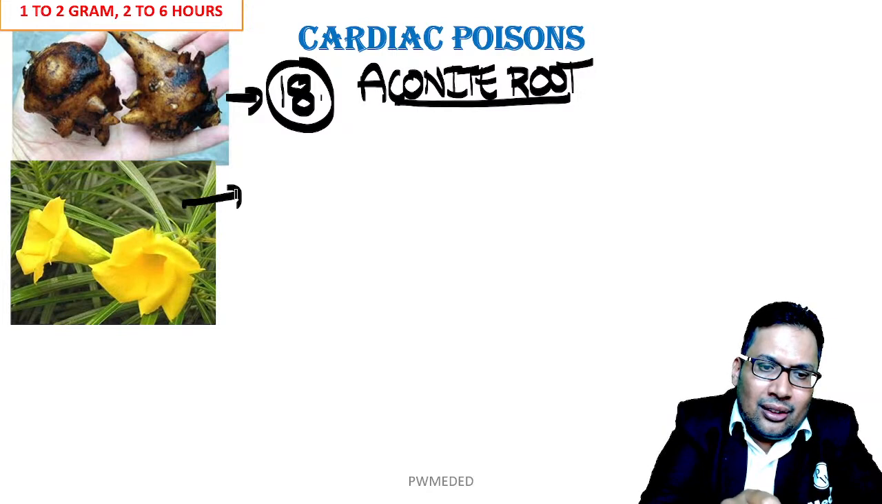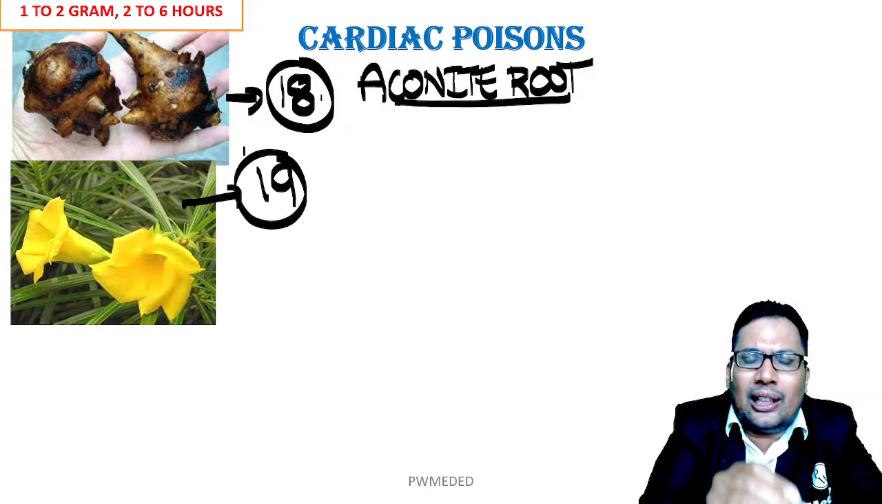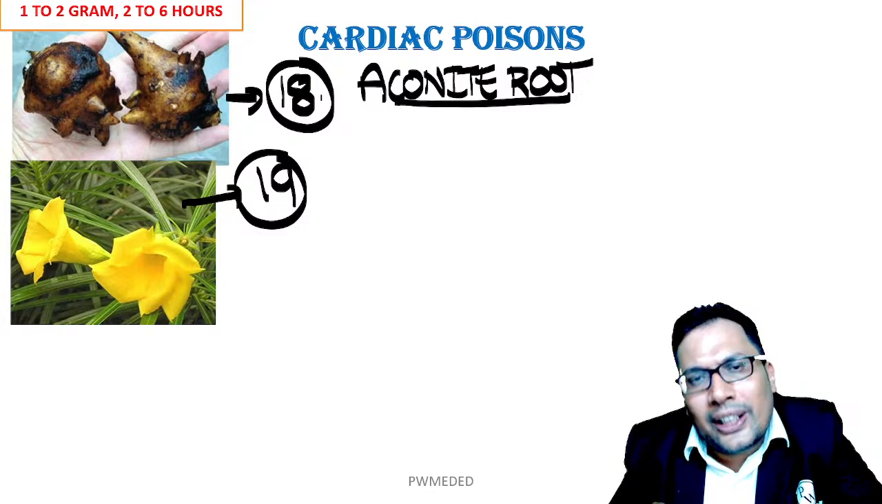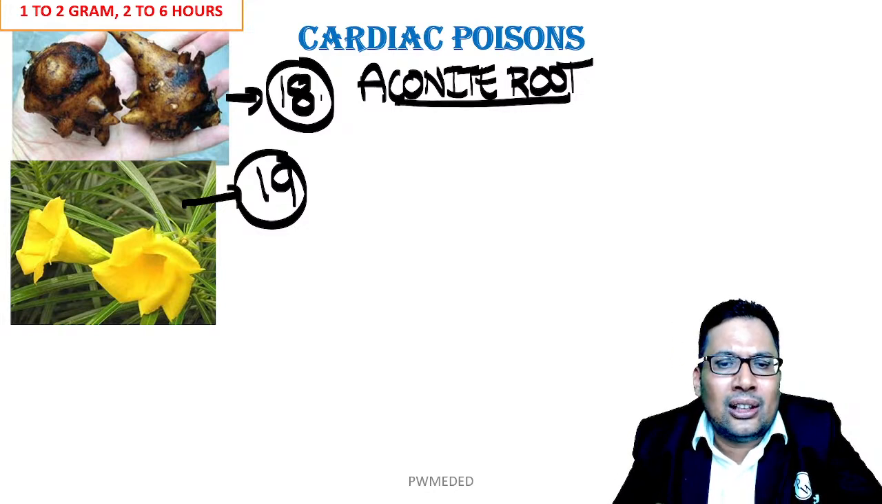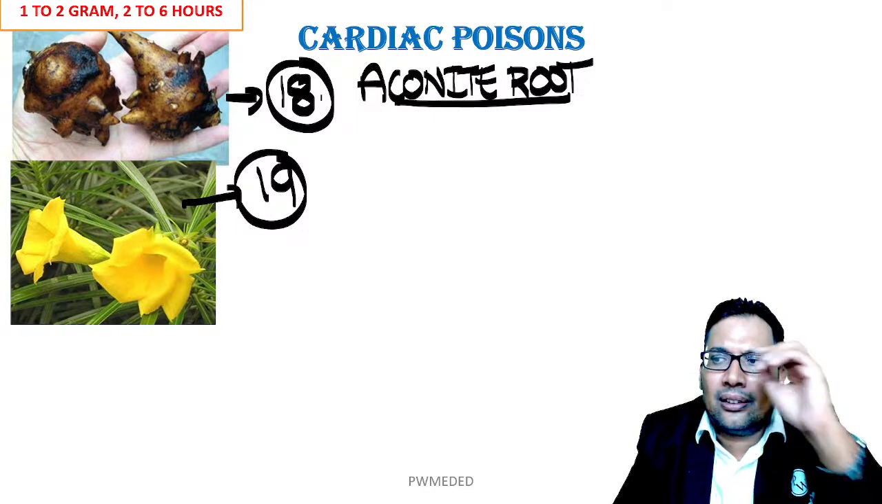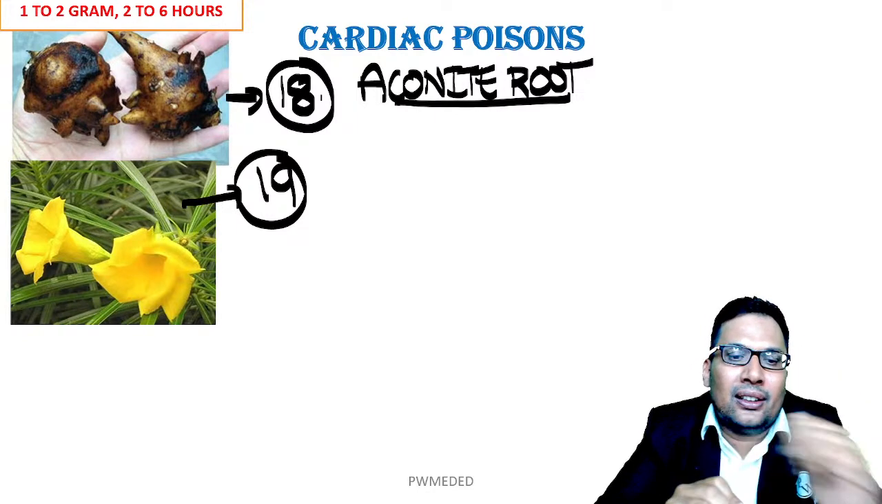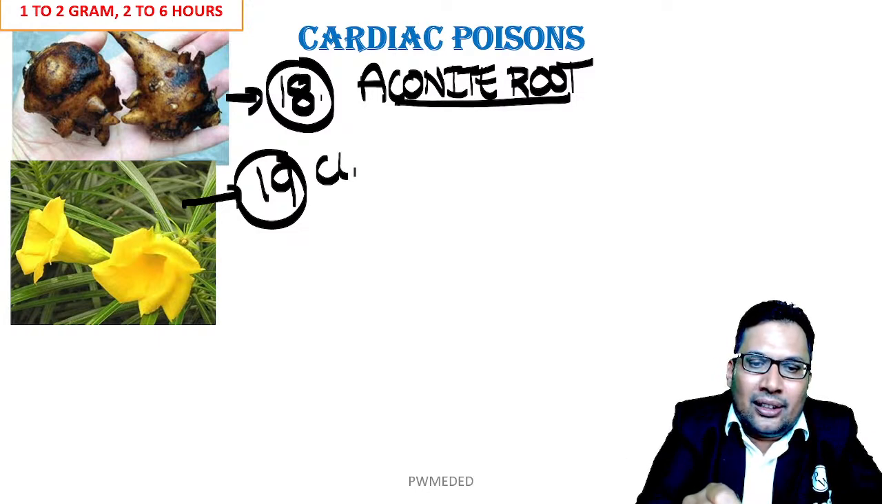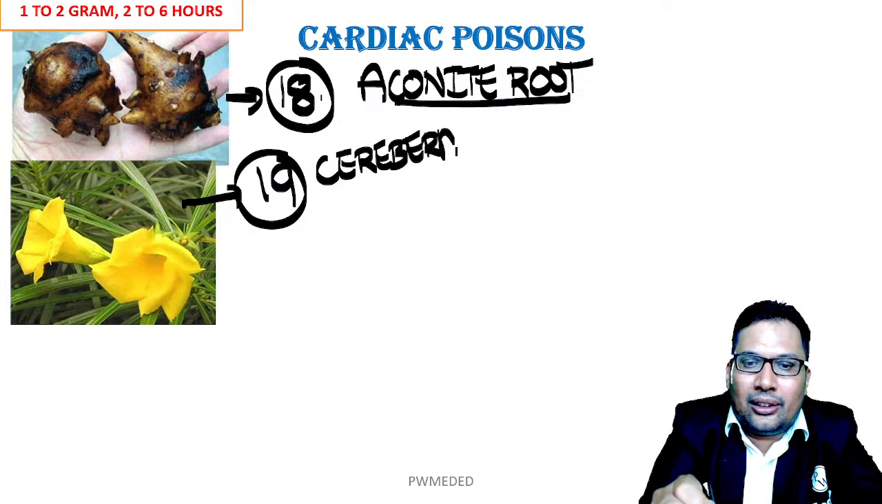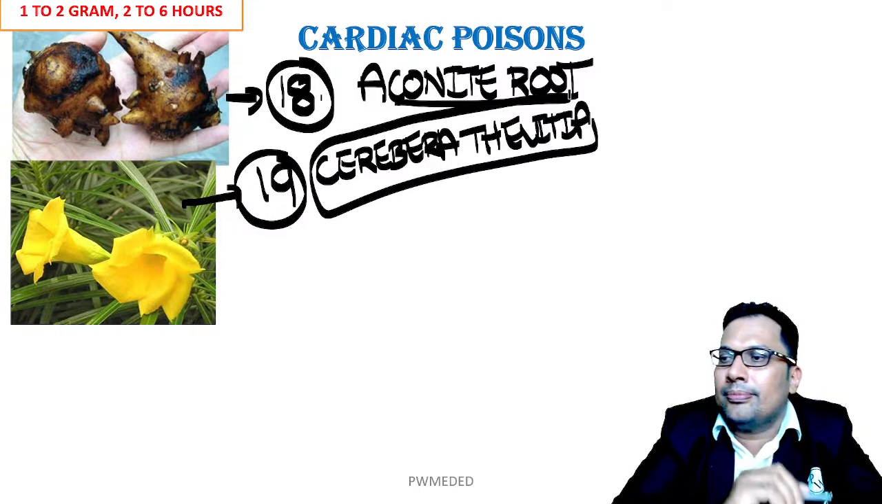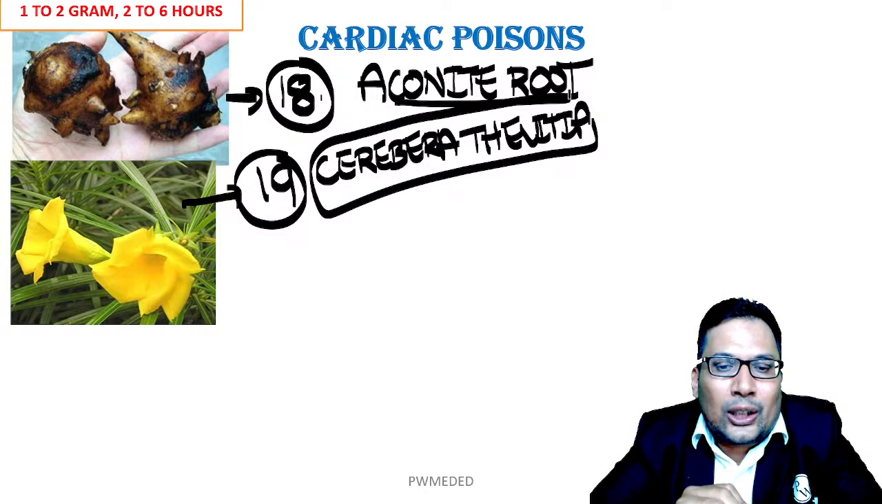19. Whenever you see a yellow flower, some cardiac poison, yellow oleander. Can anyone guess what is the scientific name of yellow oleander? This is known as Cerbera thevetia. Thevetin is the active principle.